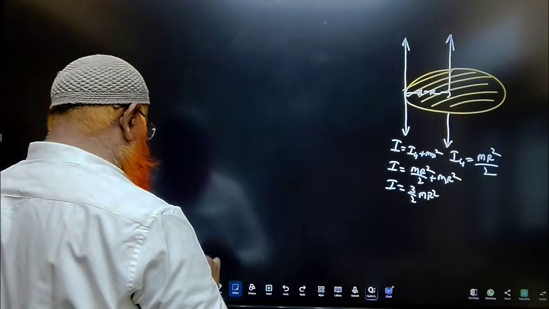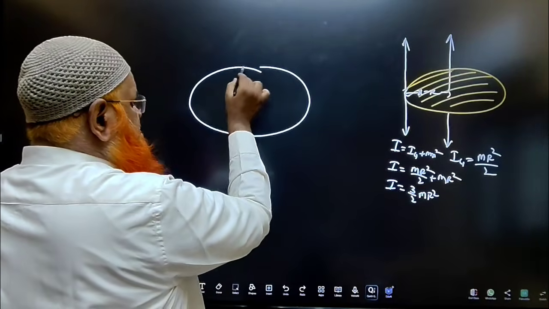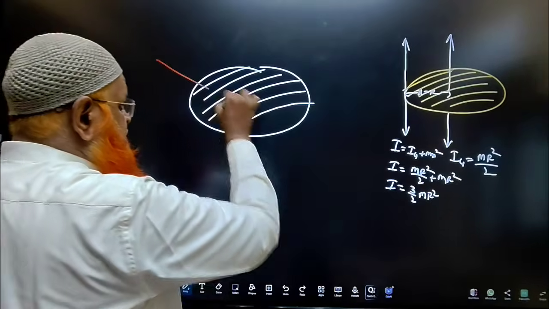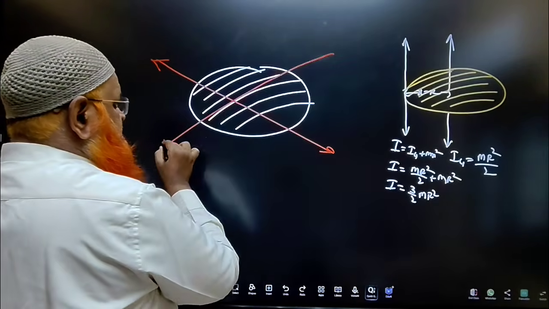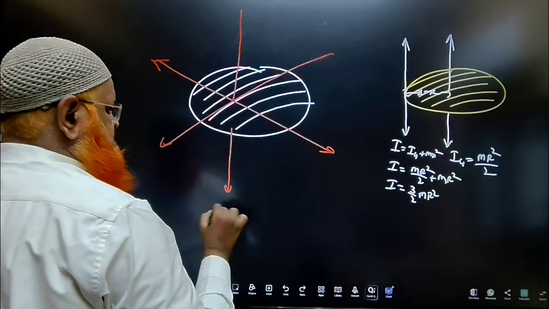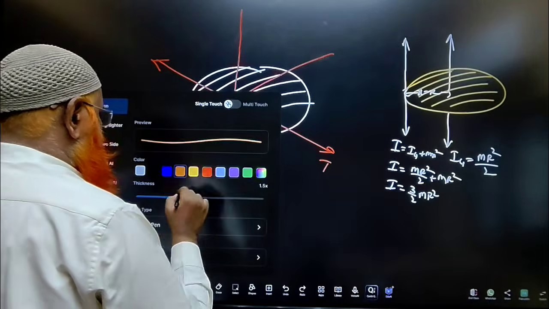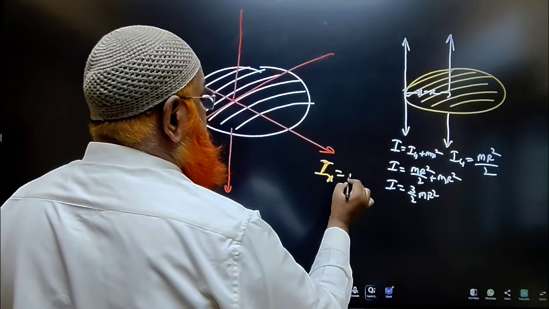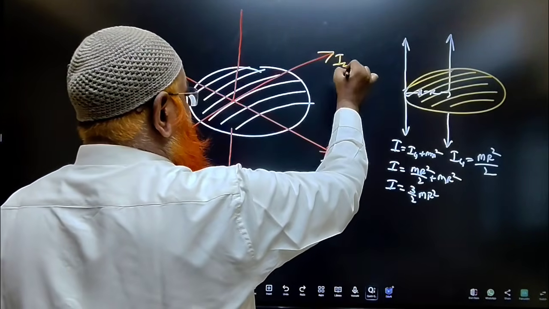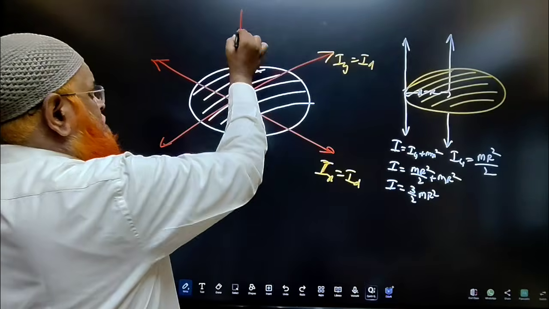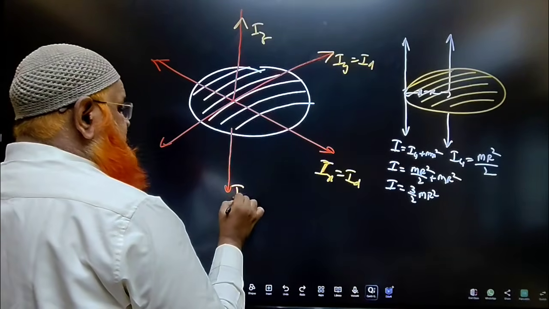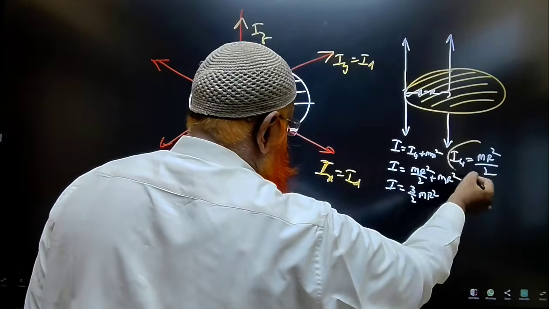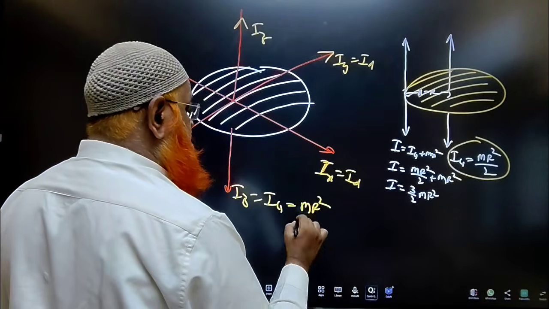So I have taken a disk. In this disk, this is going to be one axis, this is going to be another axis, and this is going to be another axis. This is called Ix, which is along the diameter. This is called Iy, which is also along the diameter. And this is called Iz, and Iz is nothing but Ig. The basic formula for Ig is given by mr square by 2.